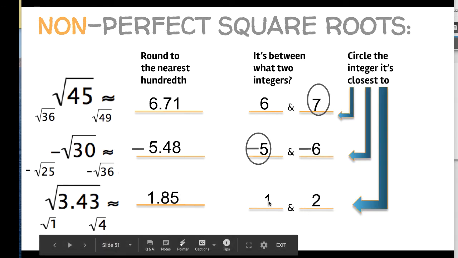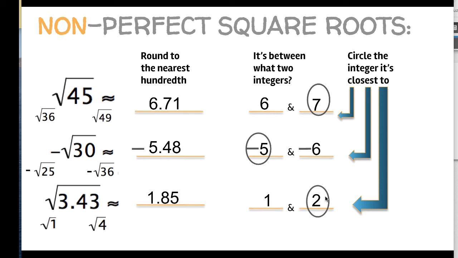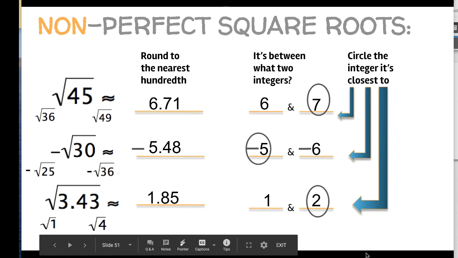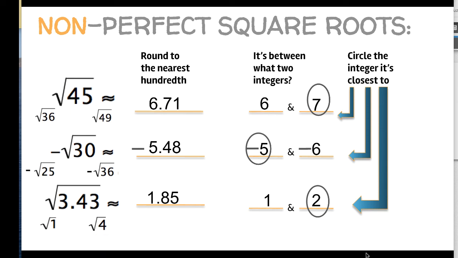And which integer over here is that closest to? Yeah, you may have already seen that it came in at 2. So the square root of 3 and 43 hundredths, we could say, is about 2, but a closer approximation would be 1 and 85 hundredths. So that is how you work with non-perfect square roots. You use perfect square roots to help you estimate the non-perfect square roots. Let's look at an application piece now.